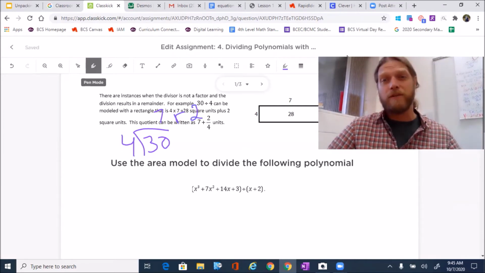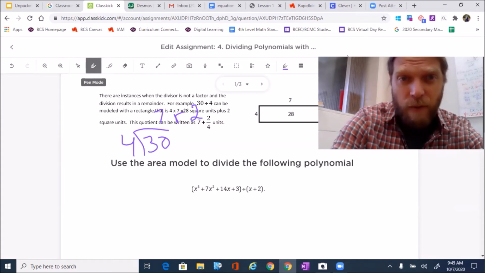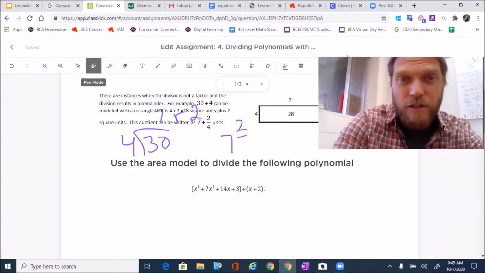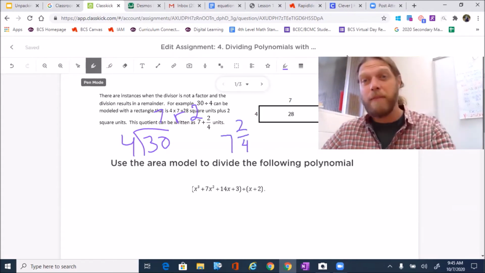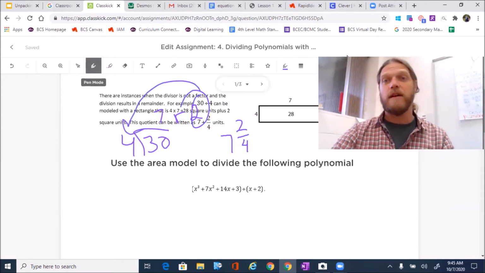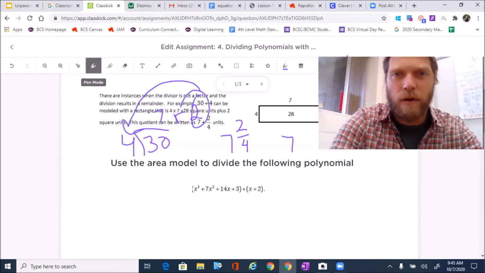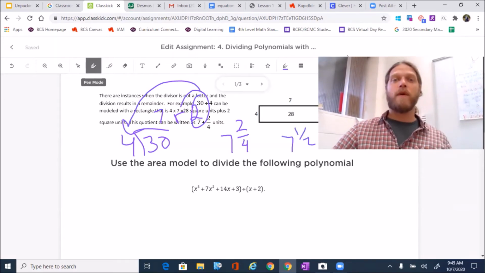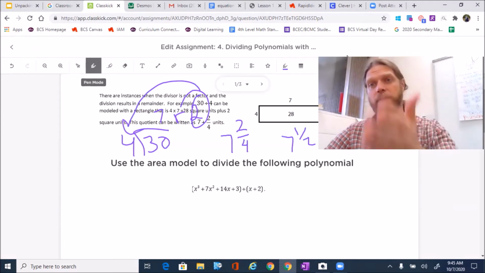But really what we do now is we recognize it as saying, well, that is 7 and 2/4. We take that remainder right here of 2. We put it right over that divisor. Say 7 2/4. That's the same thing as 7 and 1/2. So we have the quotient with our remainder over the divisor.